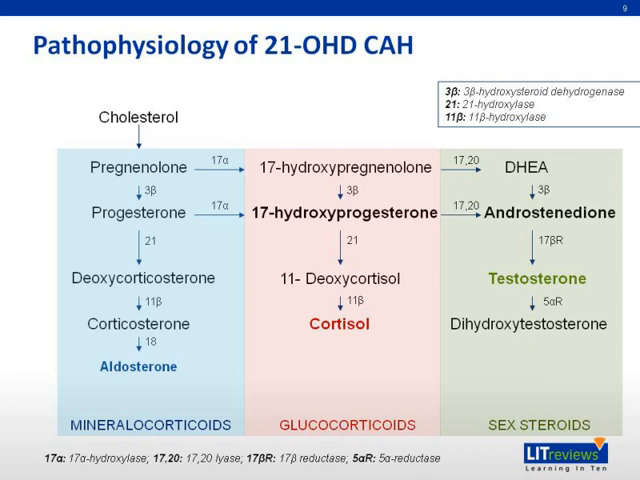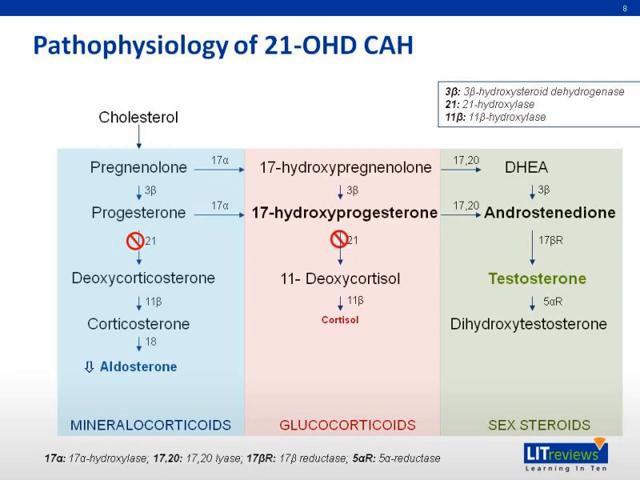We see that deficiency of this enzyme can directly affect both the glucocorticoid as well as the mineralocorticoid pathway. The defective conversion of 17-hydroxyprogesterone to 11-deoxycortisol in patients with 21-hydroxylase deficiency results in varying degrees of impaired cortisol synthesis as well as aldosterone synthesis.